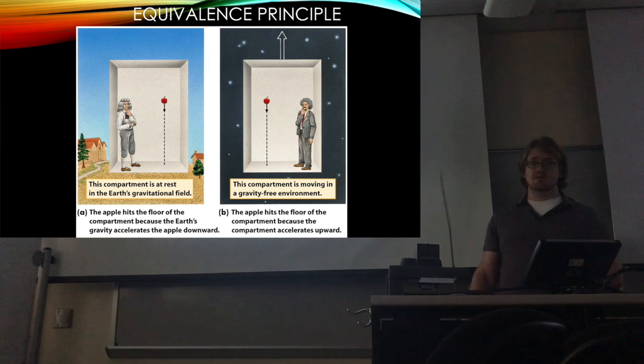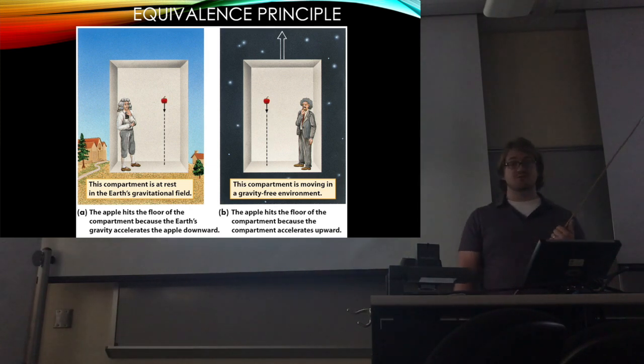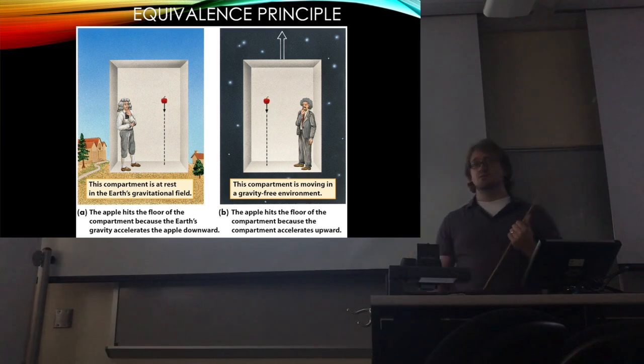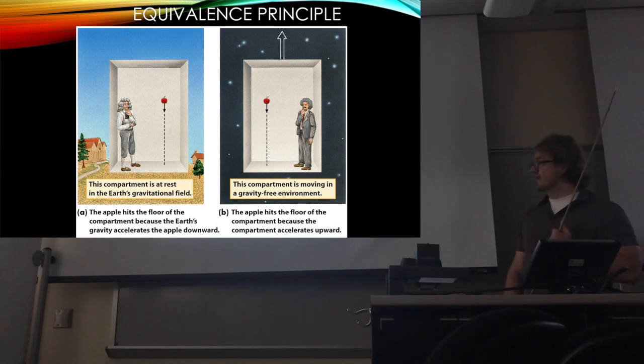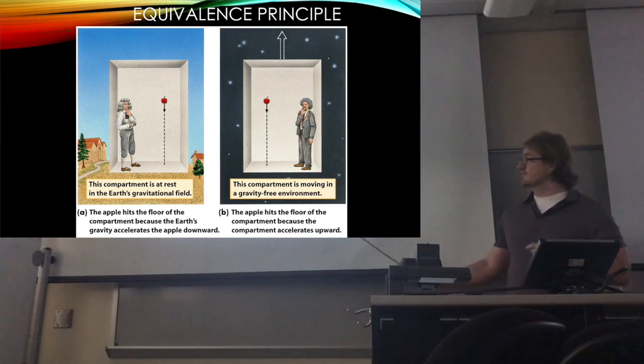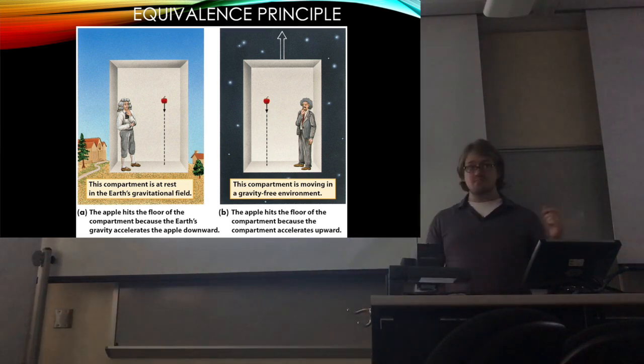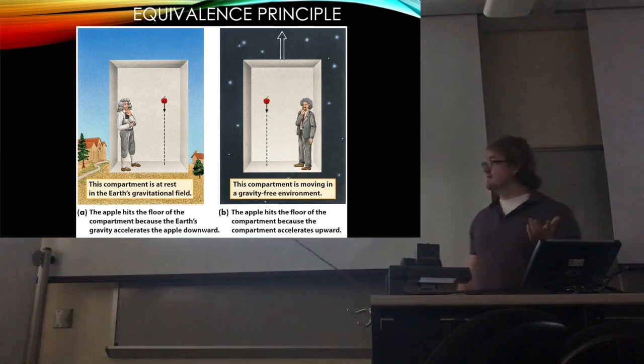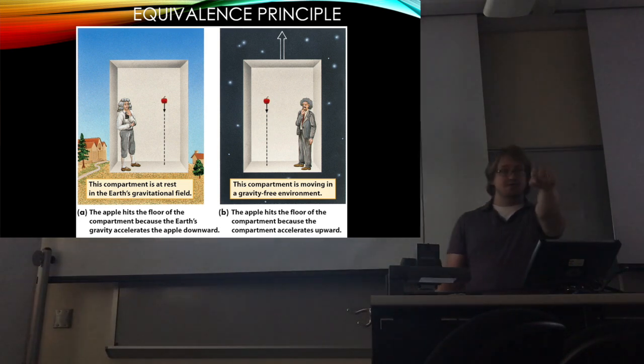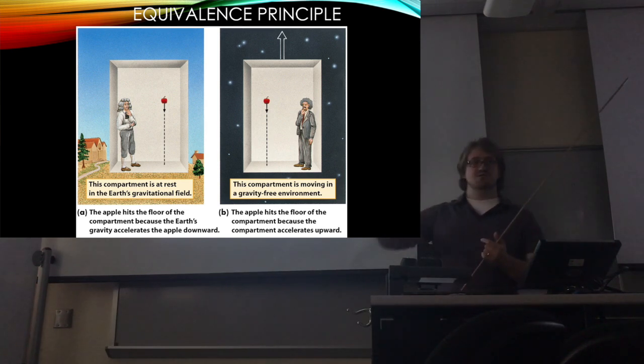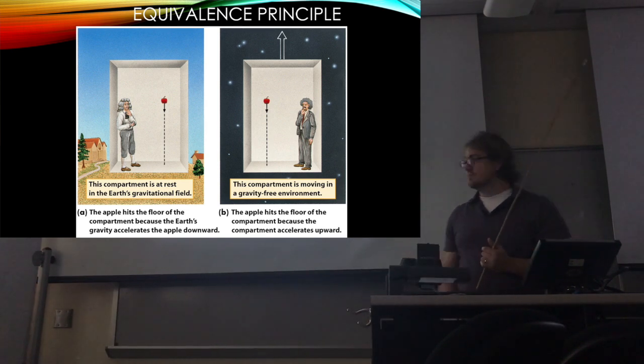So the first thing I want to talk about is his equivalence principle. Einstein famously said this was his happiest thought when he realized this equivalence. And the idea proceeds as follows. So here on the left we have Newton in a box. He can't see out of the box, and the box is just sitting on the surface of the Earth. He takes an apple out in front of him and he drops it. And of course you'll see the apple accelerate towards the floor and hit the floor at some rate.